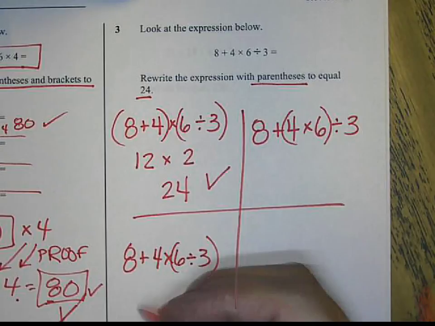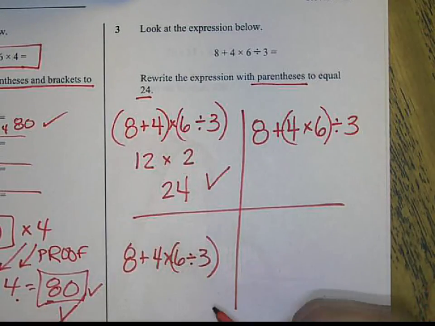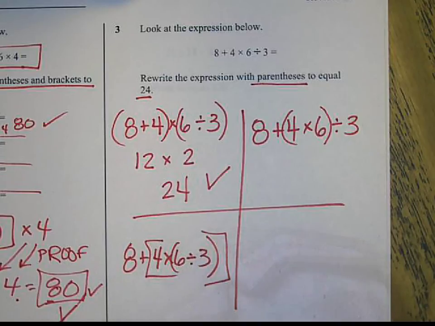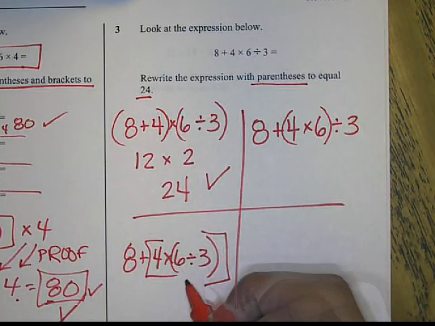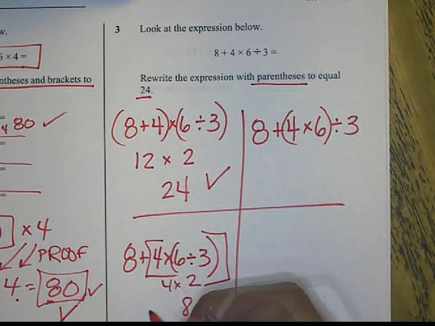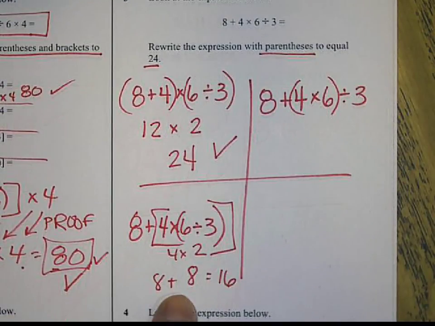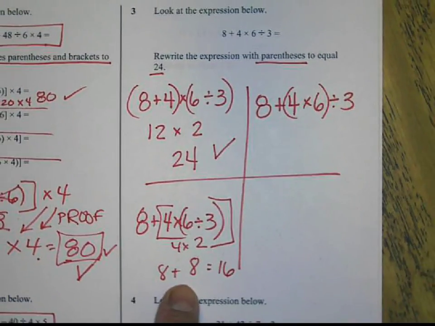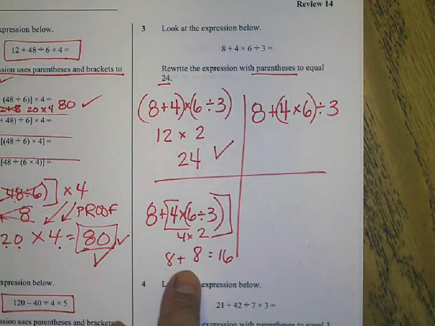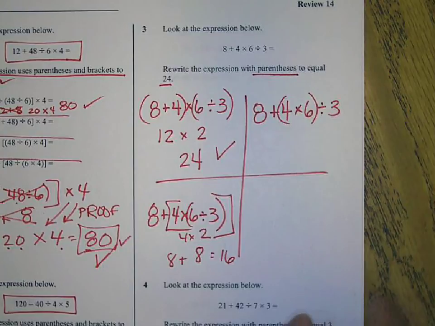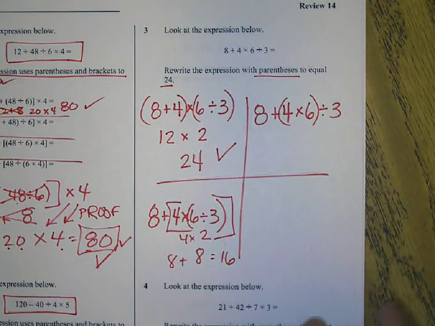Either way, this is pretty much the same as this. Okay? Putting the bracket here. Let's say 6 divided by 3 would have been what? 2. 4 times 2 would be 8. 8 plus 8 equals 16. So do you see how simple little things like that make a big difference in your answer choices? At first, I didn't see how we put 8 plus 4 times 6 divided by 3 and put brackets.